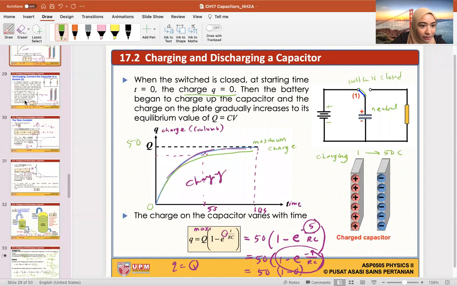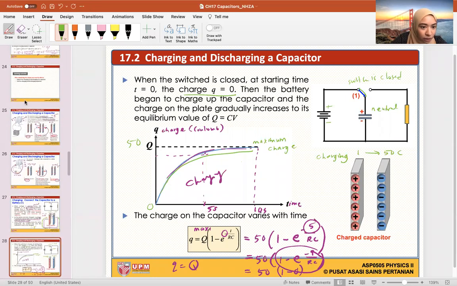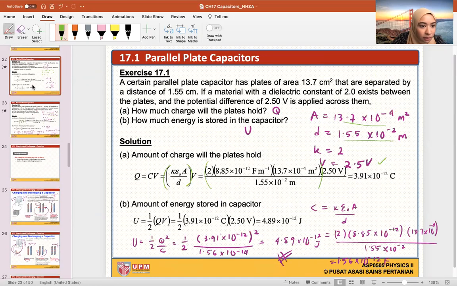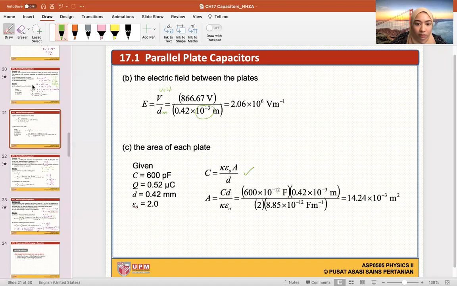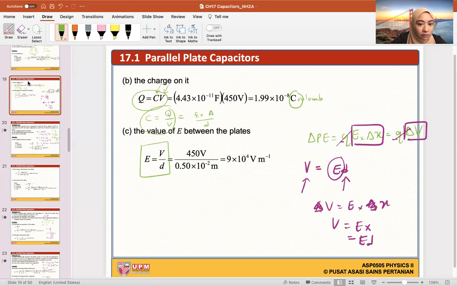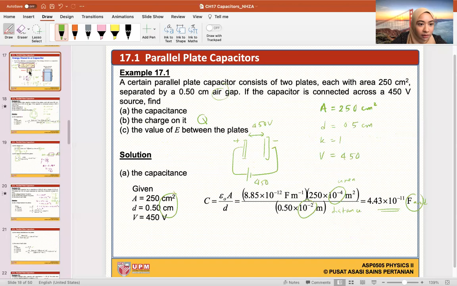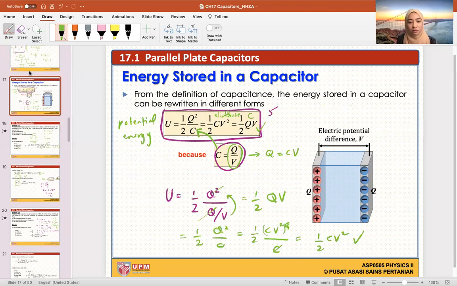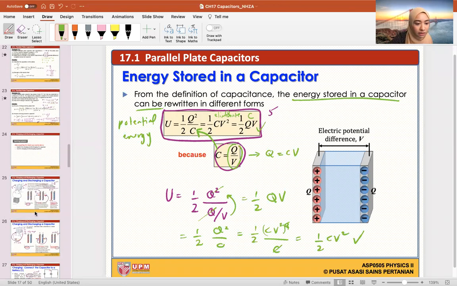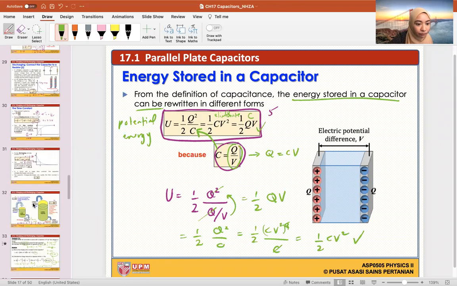I forgot where it is. It is before charging and discharging. Okay, it should be around here. Okay, it's here. So this is the energy stored in a capacitor. Energy stored in a capacitor, so that is the keyword here. So let's continue with our recap.